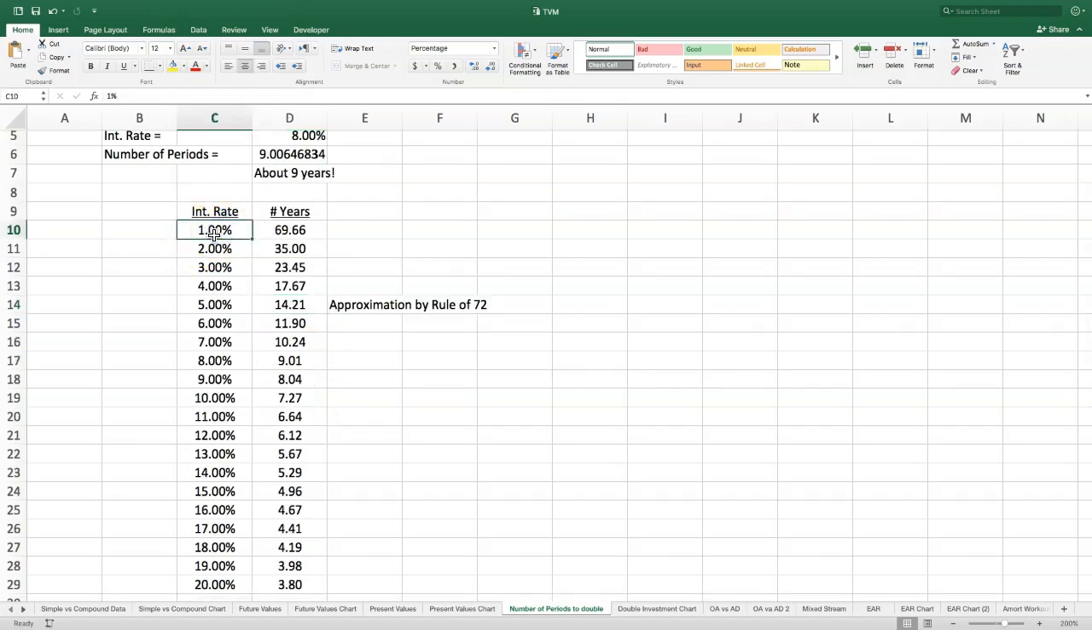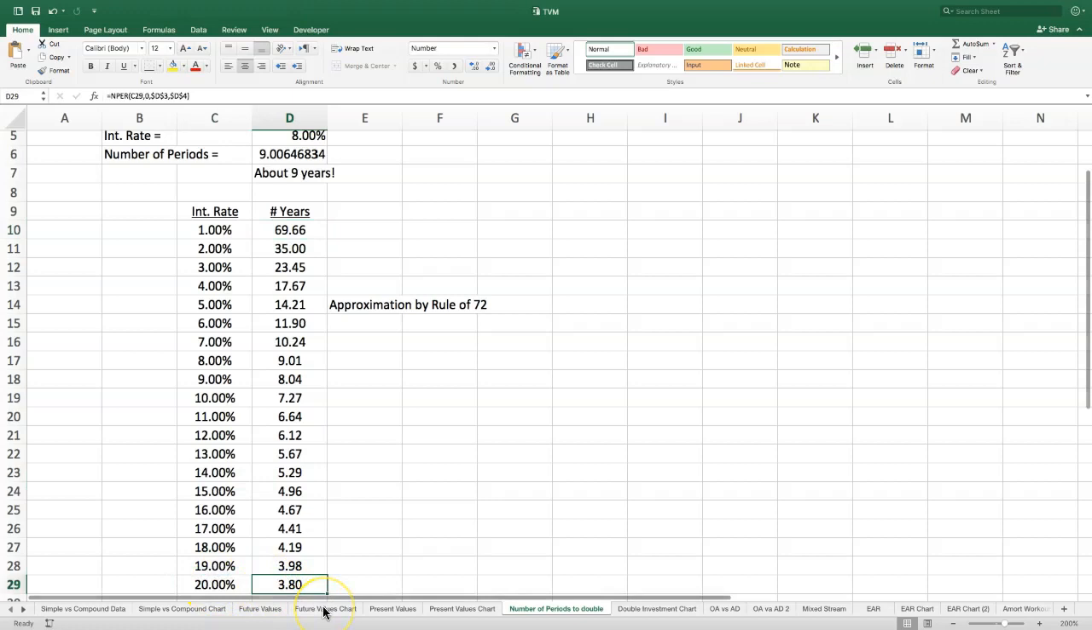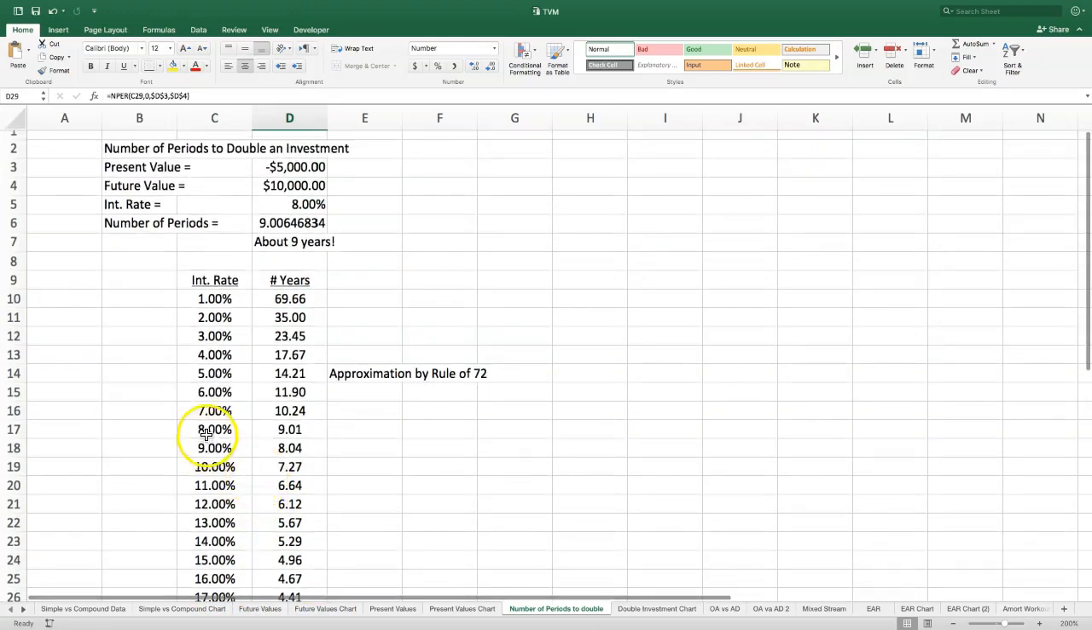And then we can see if we had a 1% interest rate, not surprisingly, it'd take longer, about 70 years. If we had a 20% interest rate, it wouldn't take very long to double our money. It'd only take 3.8 years. And at 8%, it takes about 9 years to double our money.